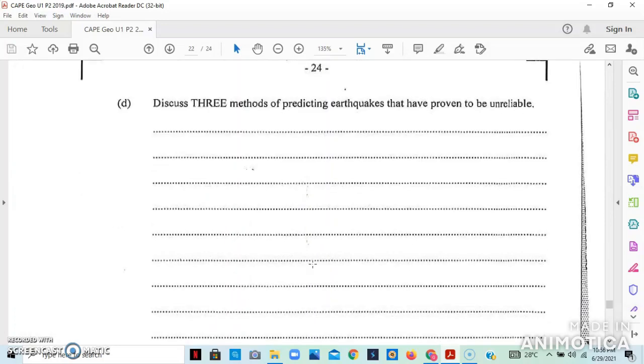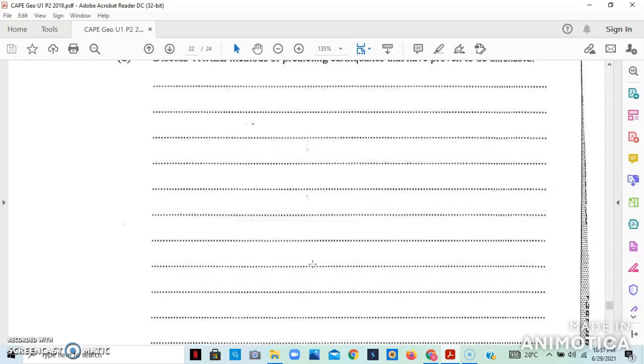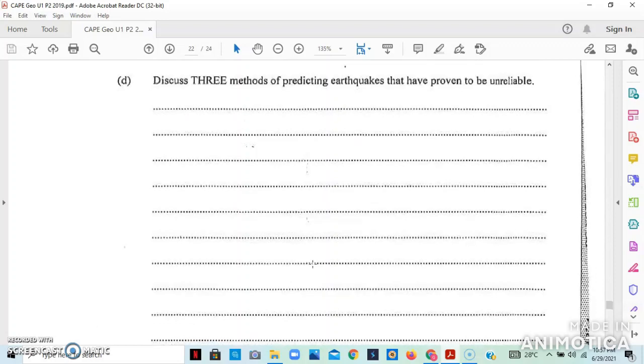Part D asks us to discuss 3 methods of predicting earthquakes that have proven to be unreliable. Now, there are a few methods that have been implemented or used to basically determine or predict earthquakes. However, there is no method that has proven to be 100% reliable. So I'm going to just tell you a few.